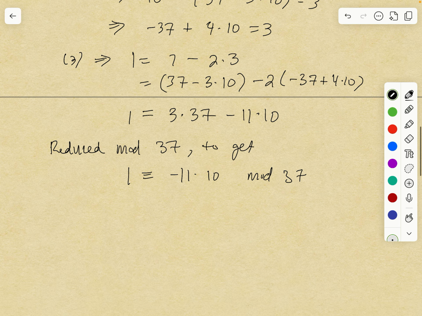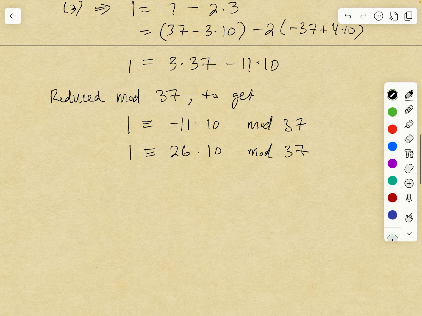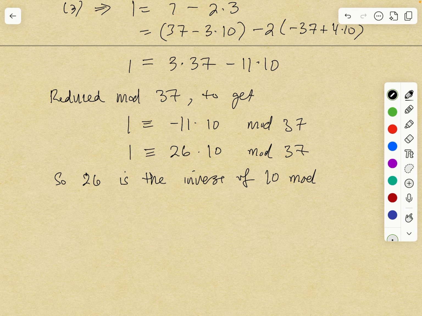But usually when we work mod 37, we want to work with numbers from 0 to 36. So negative 11 mod 37 is 26, right? Because negative 11 plus 37 is 26. So 1 is congruent to 26 times 10 mod 37. And so the multiplicative inverse is 26. So 26 is the inverse of 10 mod 37.